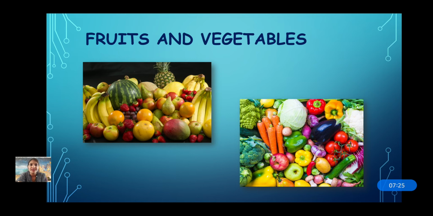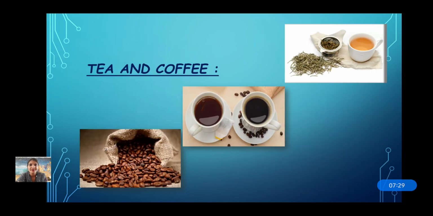Fruits and vegetables. It gives us many fruits and many vegetables which we regularly eat. Now, tea and coffee. Now see, can you see these tea leaves? These tea leaves are dried and then they are used for us to prepare tea. And these are coffee beans. They are dried in sun and then turned into a powder and then we prepare coffee. So, plants give us tea and coffee.